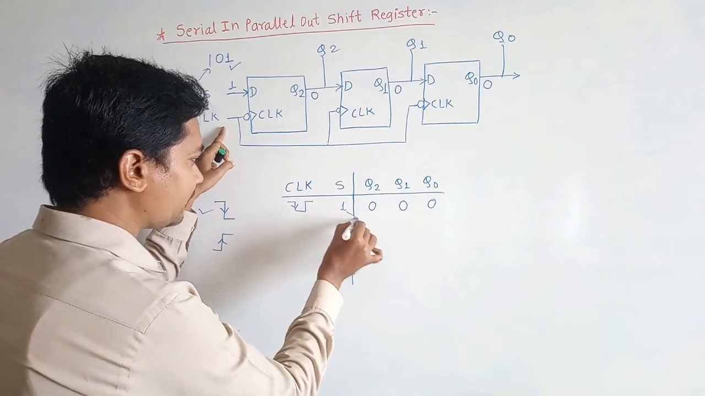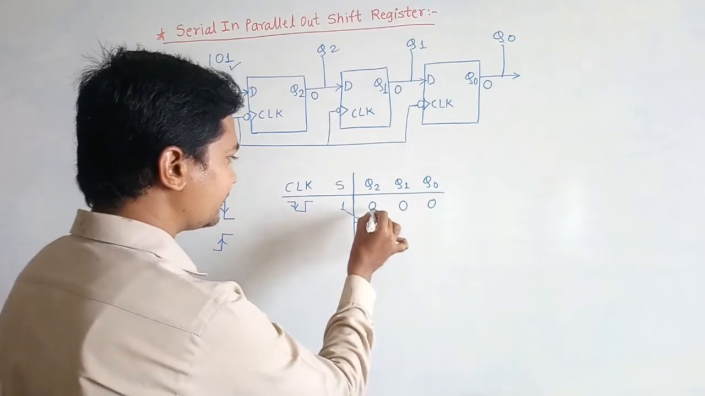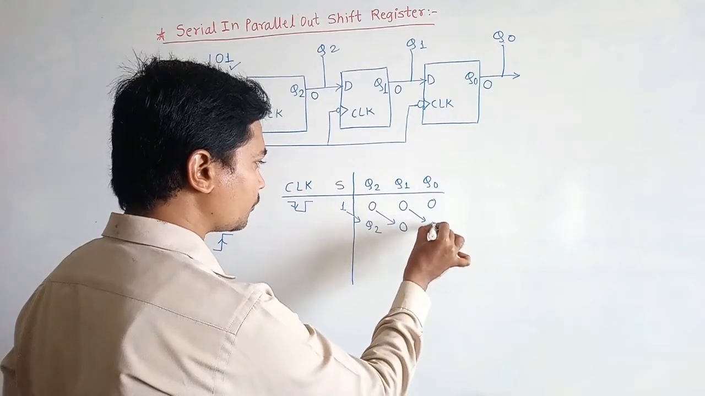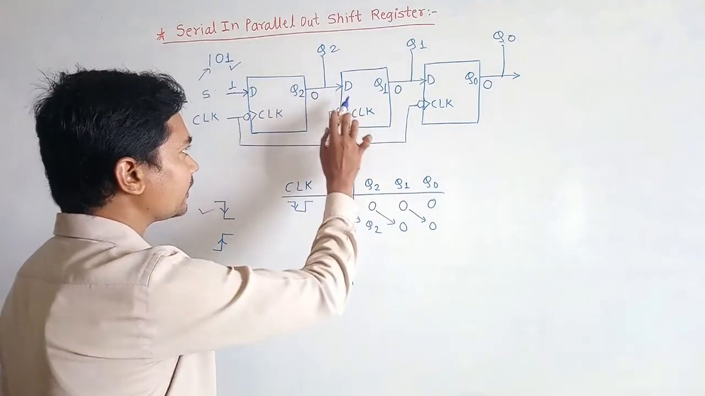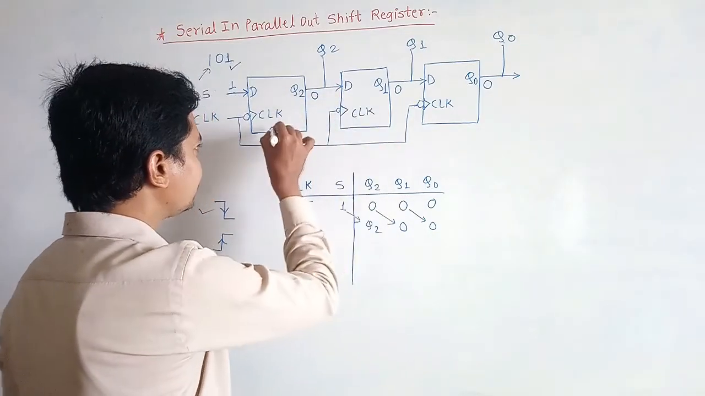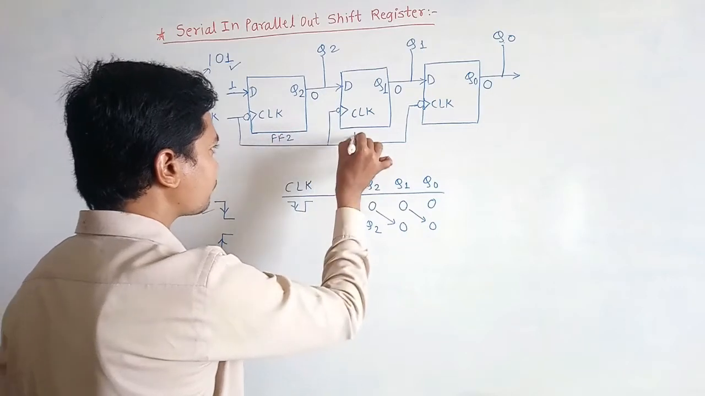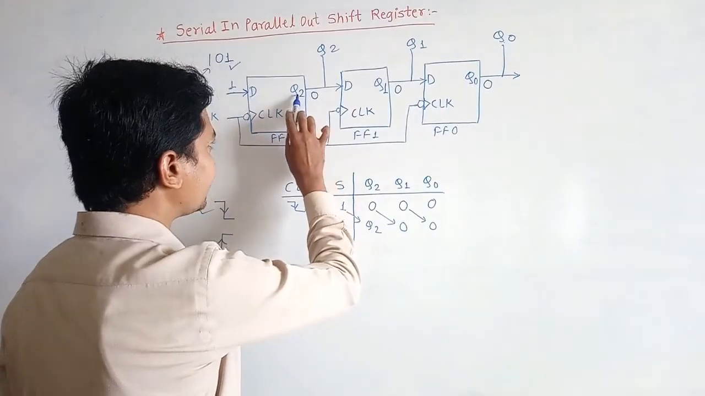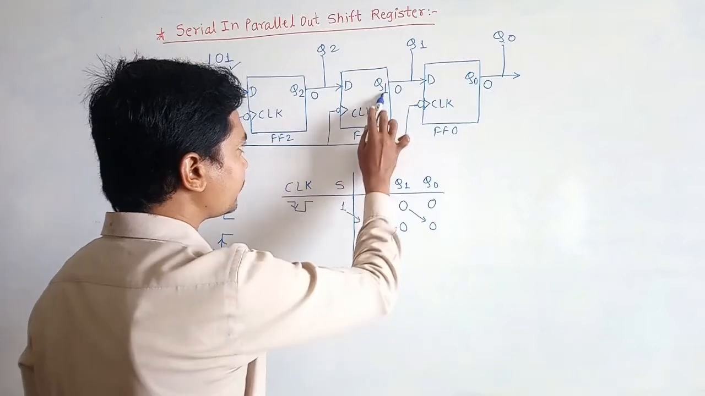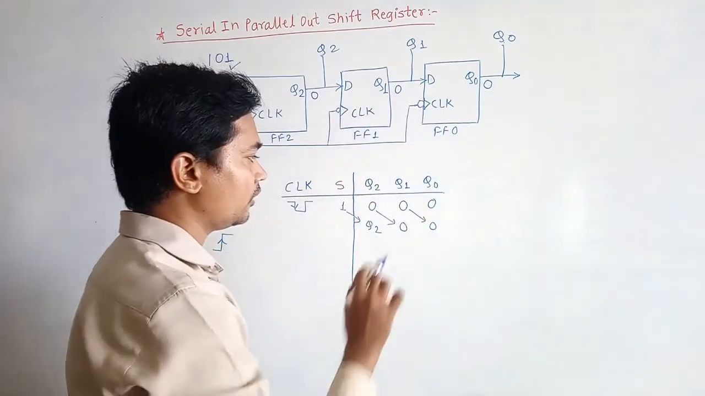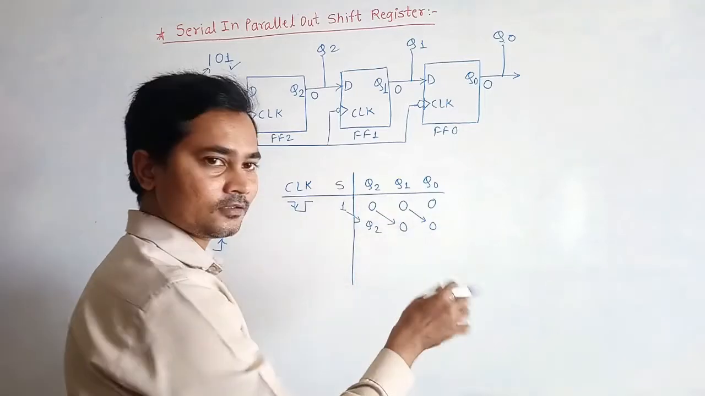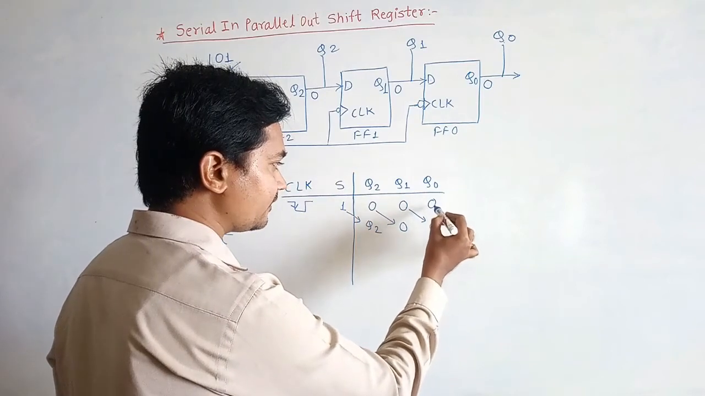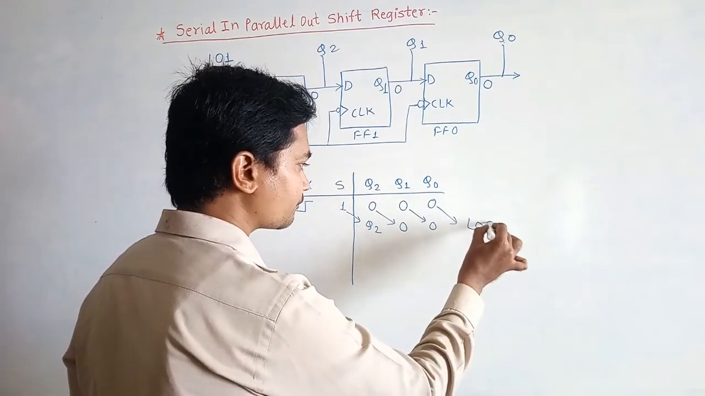This 1 will be shifted at the Q2 output, this 0 will be shifted at the Q1 output, and this 0 will be shifted at the Q0 output, because Q2 is connected to D of the next flip-flop. I will write here flip-flop number 2, flip-flop number 1 and flip-flop number 0. Q2 is connected to the D input of flip-flop number 1, and Q1 is connected to the D input of flip-flop number 0. So that's why this data will be shifted towards the LSB side. And this 0 will be lost.